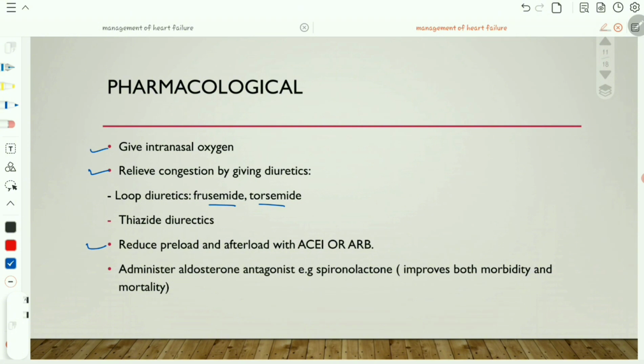Now, you need to know, at least know an example or even 2 examples of each of these drugs. ACE inhibitors: lisinopril, captopril, ramipril. ARBs, that's okay. ARB examples are telmisartan. Are you getting me? Okay, we have candesartan. Okay, we even have valsartan. So, having done that, then another thing you want to say is, I also want to administer aldosterone antagonist. An example is spironolactone, and this improves both morbidity and mortality.